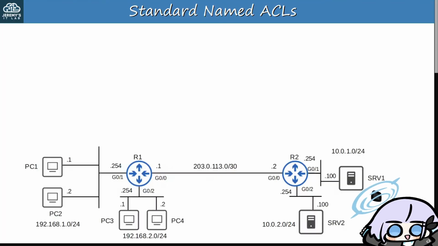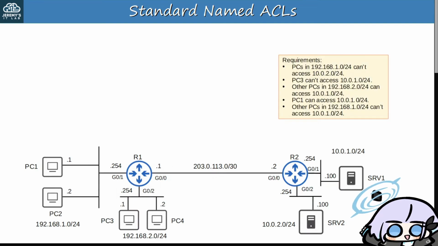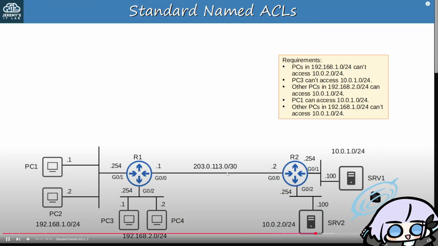Okay, let's try configuring some standard named ACLs on R2. So here are the requirements. PCs in 192.168.1.0/24 can't access 10.0.2.0/24. PC3 can't access 10.0.1.0/24, but other PCs in 192.168.2.0/24 can. PC1 can access 10.0.1.0/24, but other PCs in 192.168.1.0/24 can't. We'll need 2 ACLs to do this properly. If you think you can, try to solve this yourself. But I'll show you my solution.